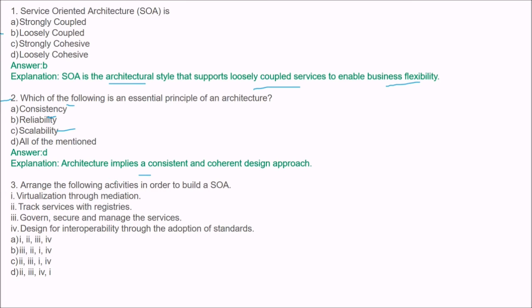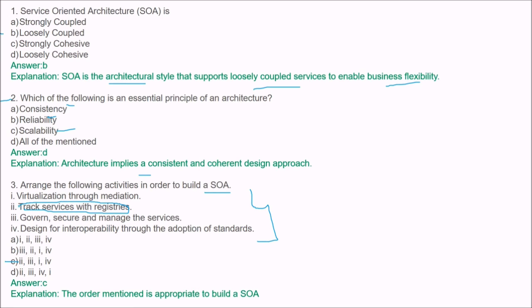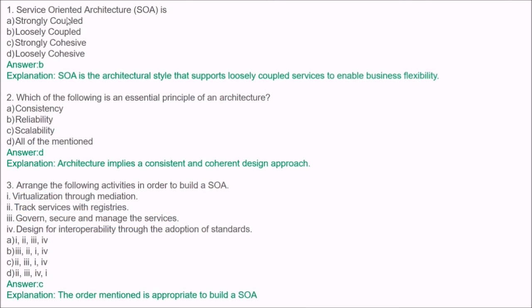Next is, arrange the following activities in order to build a SOA. Can you give the answer? Let us see the answer. I'll tell you how to arrange them. The answer is, first you have to track services with registries. Then you go to govern, secure and manage the services. Then you go to virtualization through mediation, and then design of interoperability through the adoption of standards. So this is the order.